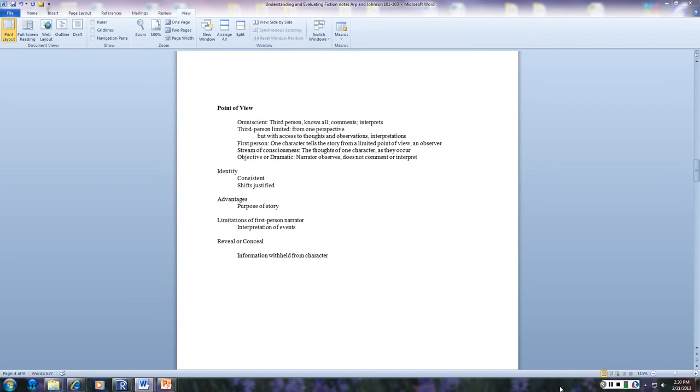After considering our plot structure and our characters, we also want to look at point of view. From what point of view is the story told? We may have an omniscient narrator, one who knows all, who comments, who interprets. The omniscient narrator can be any place, any time, inside a character's head, outside. We have certain advantages and disadvantages from the omniscient point of view.